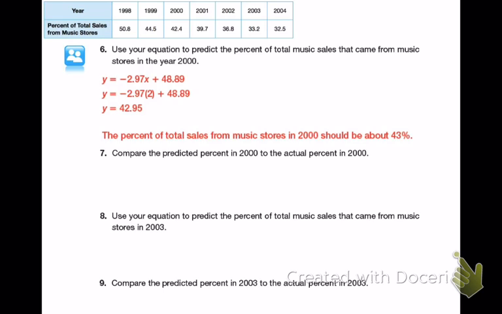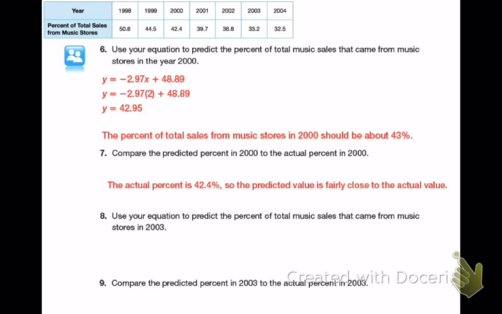Now we're going to do number 7, which says compare the prediction, which is number 6, what we just did, 43%, to the actual percent in 2000. Now the actual percent is back up there on the table. If we look at the actual percent in 2000, it was 42.4. So the actual percent is 42.4. So the predicted value is fairly close to the actual value. Our line of best fit is pretty on point. So it was pretty close.